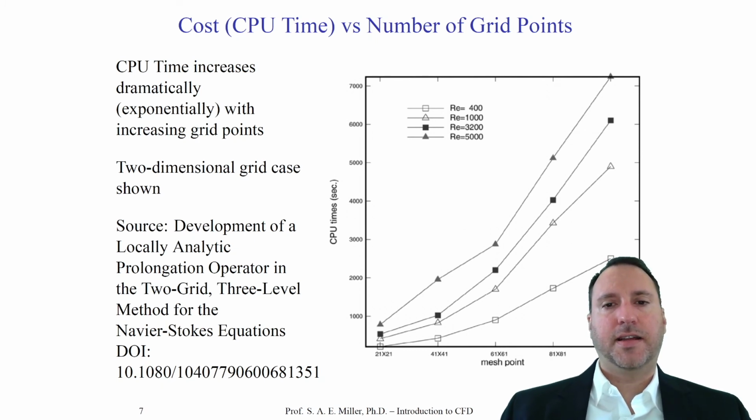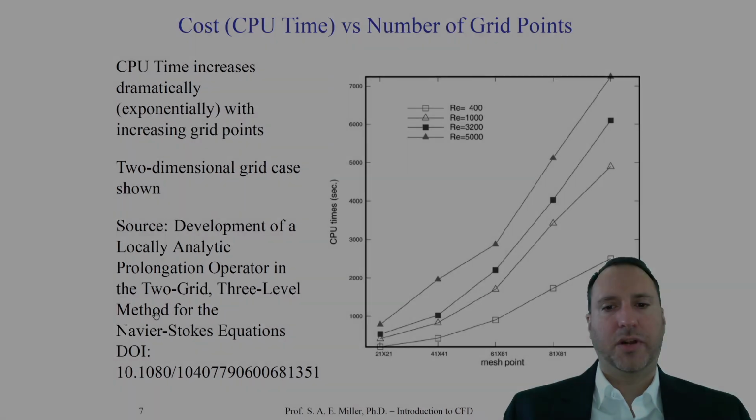This is the idea that as you add more grid points, the solution will not improve anymore; it is grid independent. This is what we want to achieve in all computational fluid dynamics simulations. This is all detailed in a report called The Development of a Locally Analytic Prolongation Operator in the Two-Grid, Three-Level Method for the Navier-Stokes Equations. And here's the DOI number in case you want to pull it up.